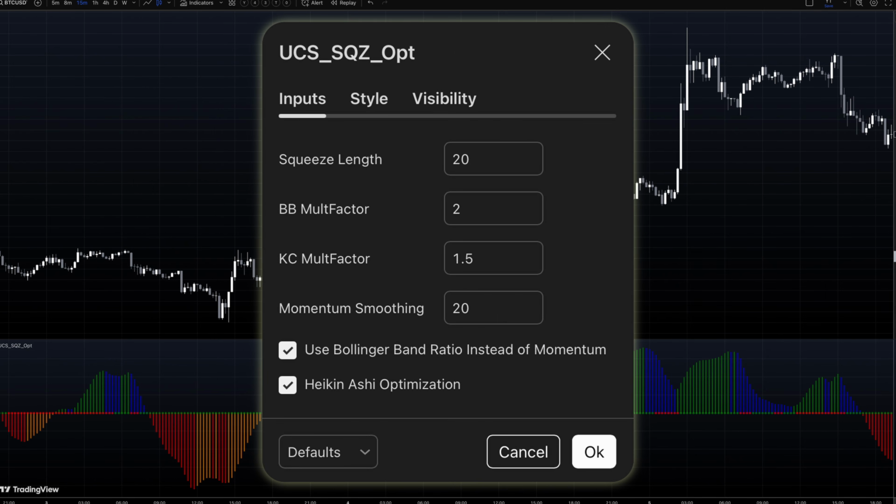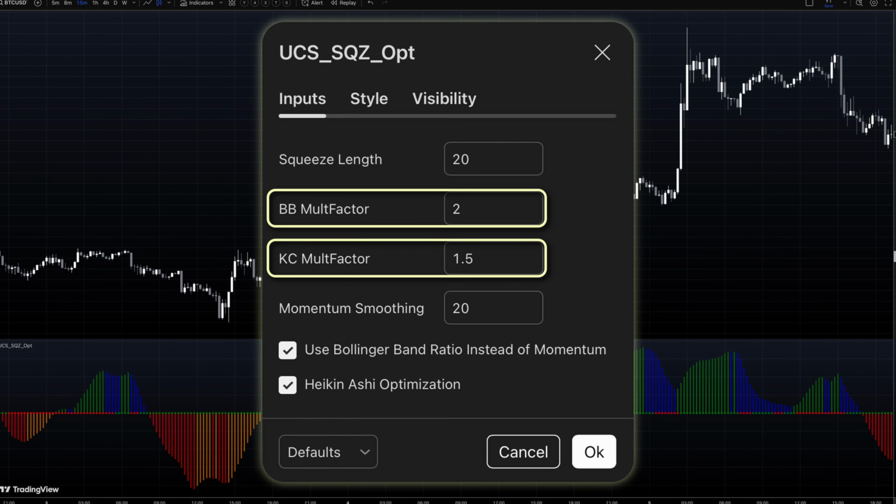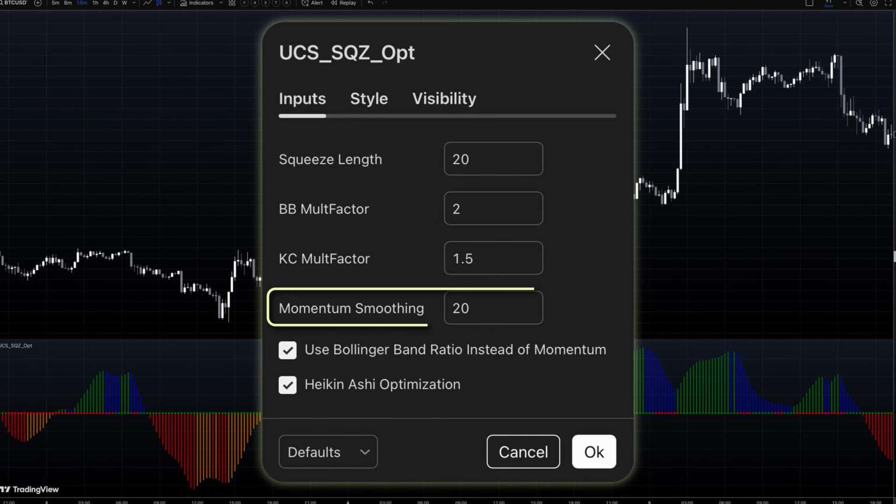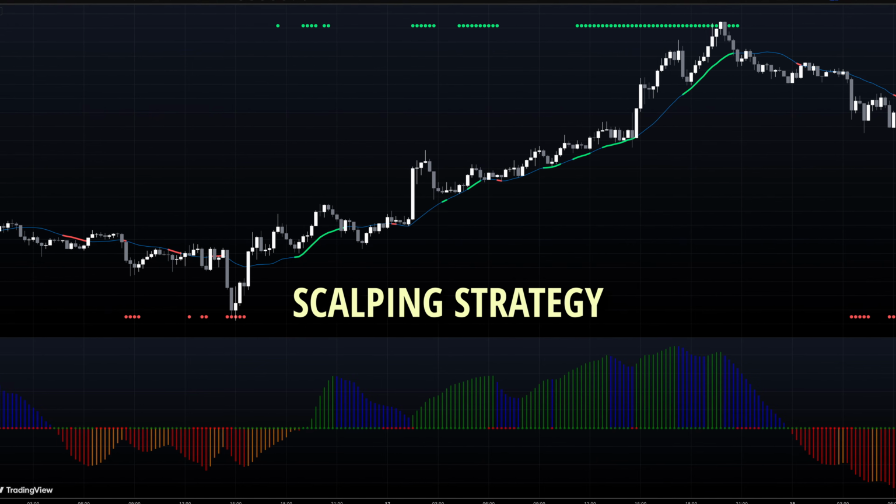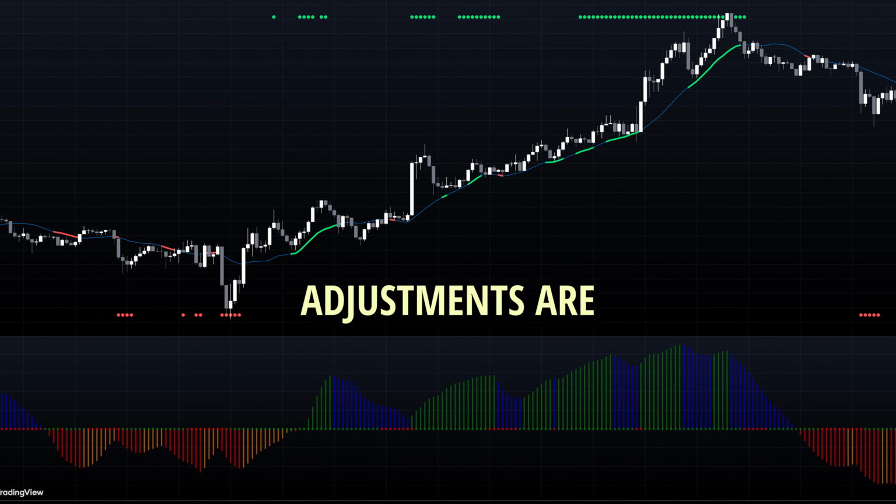This indicator includes multiple optimization features, such as Heikin-Ashi candle calculations, and the choice between Bollinger Band ratio, or rate of change, ROC, for momentum measurement. Customizable parameters include squeeze length, Bollinger Band and Keltner channel multipliers, and momentum smoothing. For this specific scalping strategy, no settings adjustments are needed.